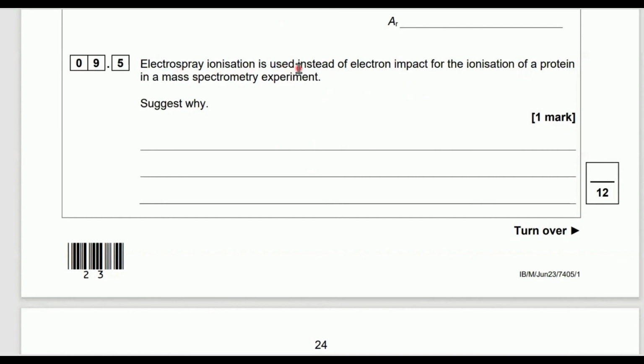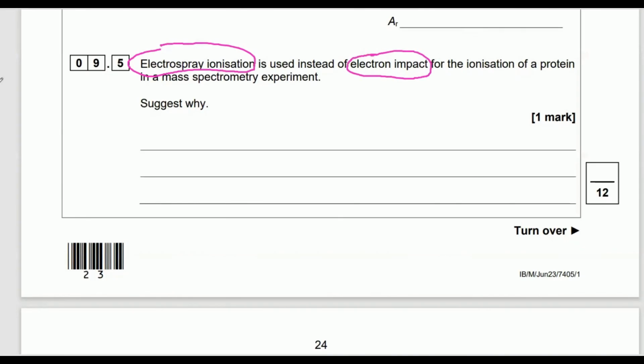Okay, so this last question to this, 9.5: electrospray ionization is used instead of electron impact for the ionization of a protein in a mass spectrometry experiment. Suggest why. These suggest ones can always be quite difficult for some people, but think about it. Electrospray ionization is used instead of electron impact. What's the general difference here?